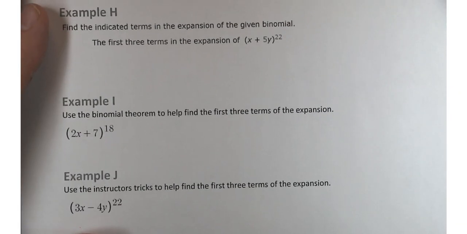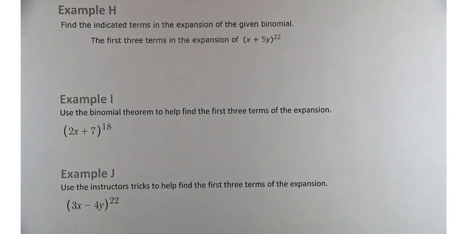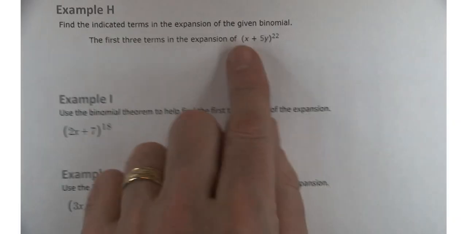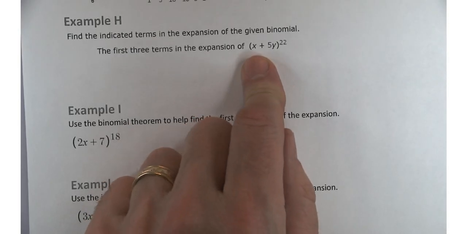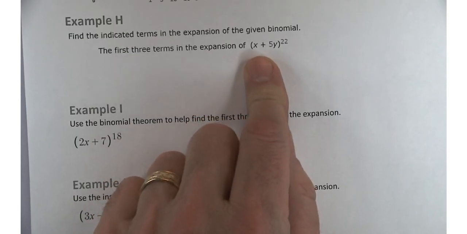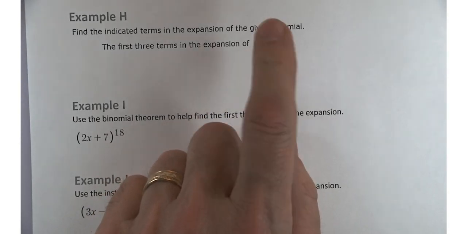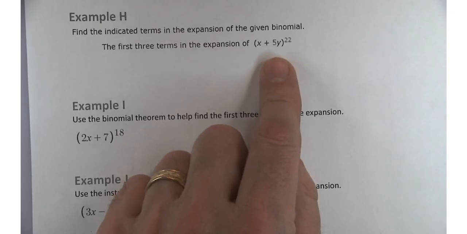Now let me try and get at it this way. So, in example H, it just asks you for the first 3 terms of this binomial expansion. Sometimes we don't need the entire row, the whole thing multiplied out. But I want you to think about doing this. Can you see a little drawback here to Pascal's triangle?